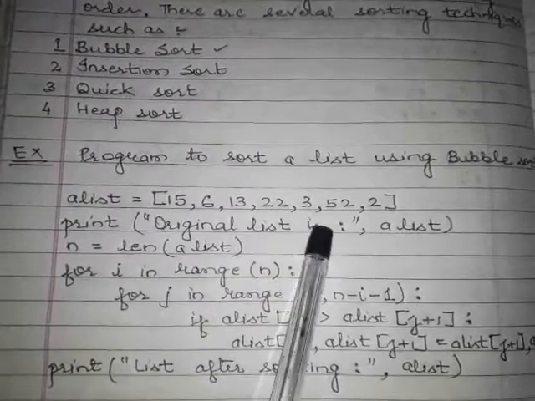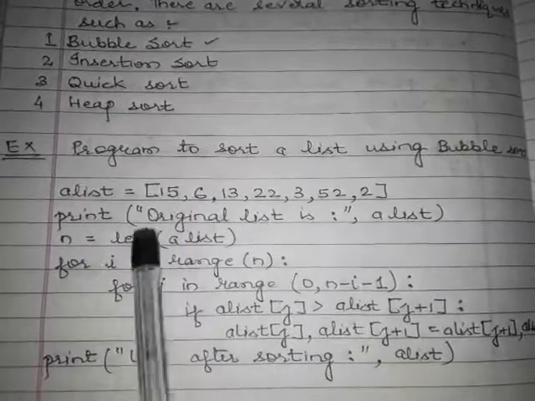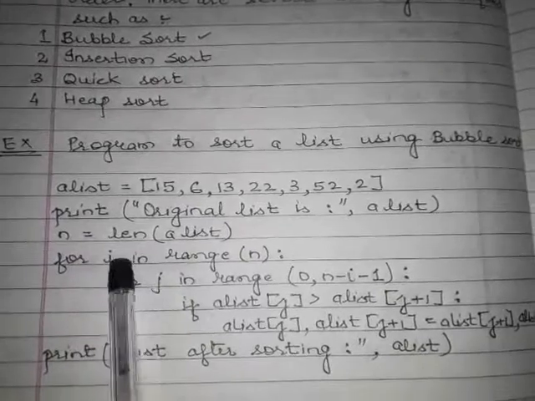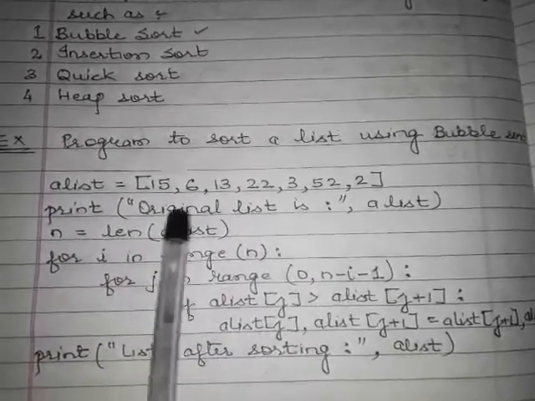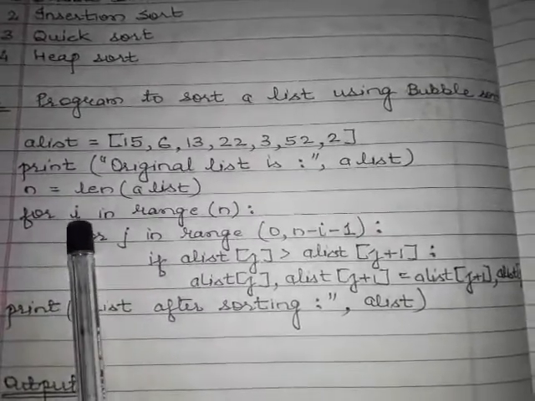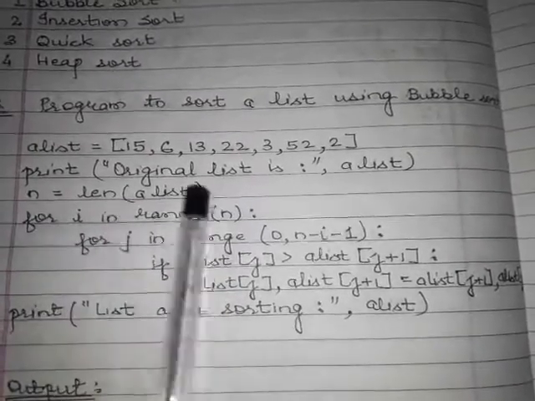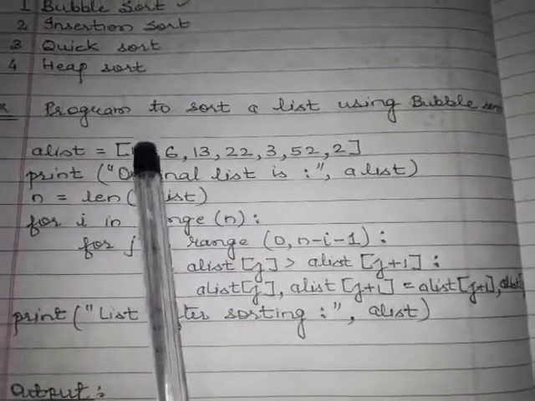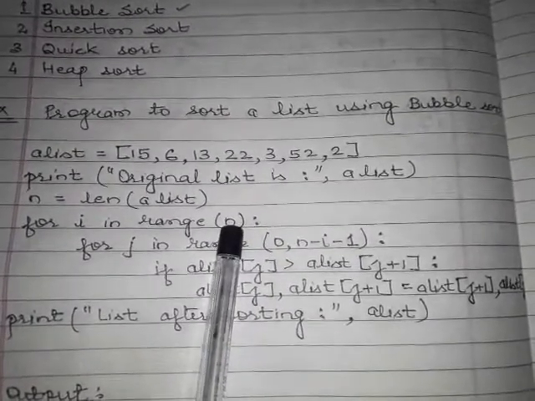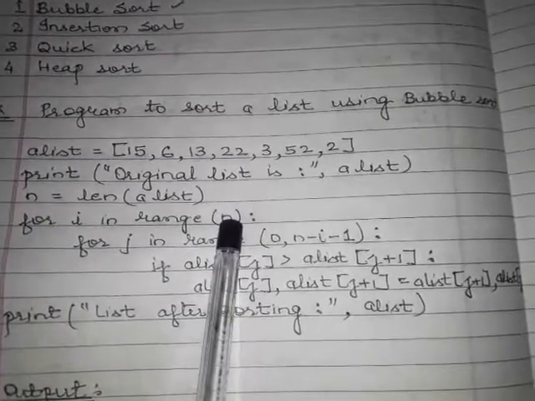First of all, print the original list, before we change it. Then we find out the length of the list, which will be stored in variable n. Now here we are using nesting of for loops. The outer loop will run from 0 to n, which is the length of the list. If n is 7, the range will be from 0 to 6.